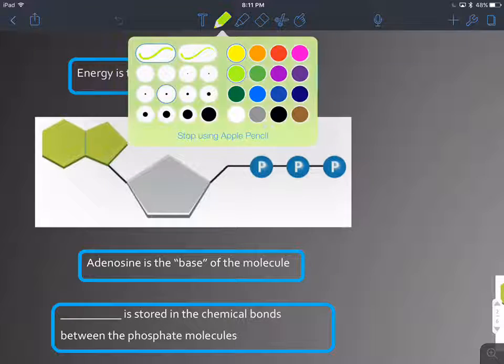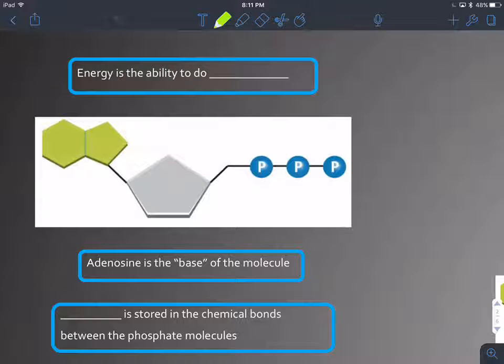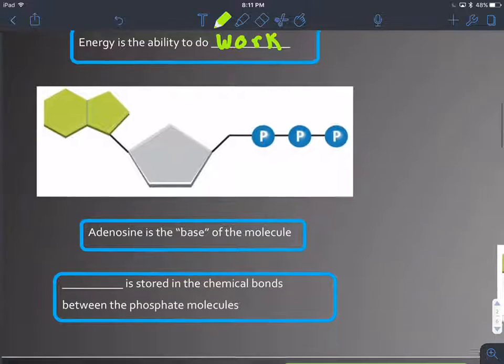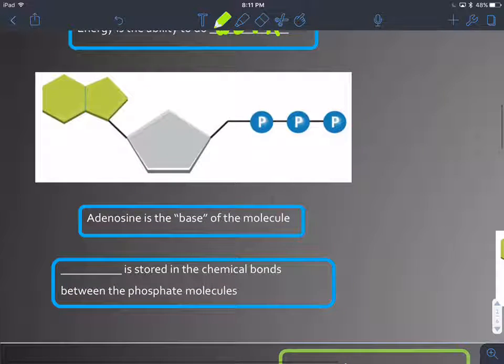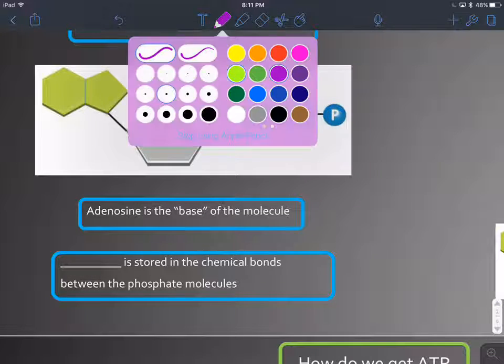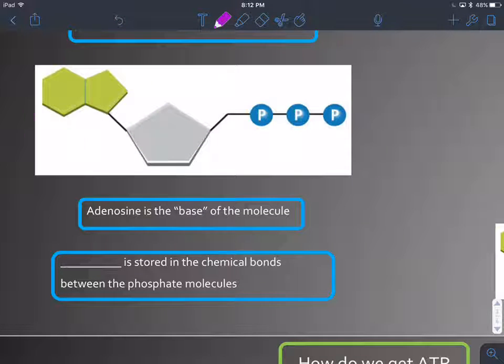So first and foremost, you should all know by now that energy is the ability to do work. Let's make that way smaller. Okay, energy is the ability to do work. And this molecule here should look very, very familiar. And we should all know that this part of the molecule that is gray and green has no energy. We can call this the base or the trunk of the molecule. And this is the adenosine part of what we're looking at, which is ATP.